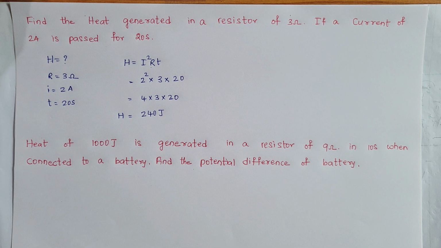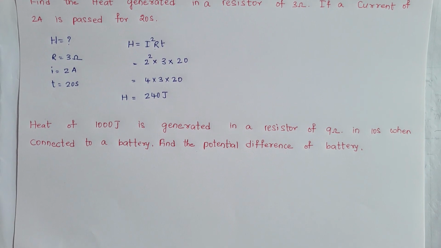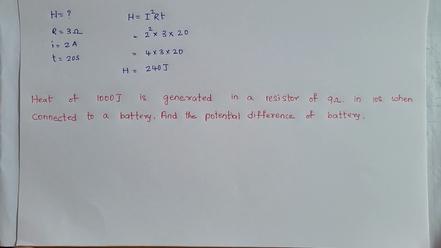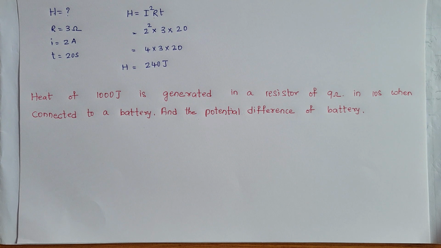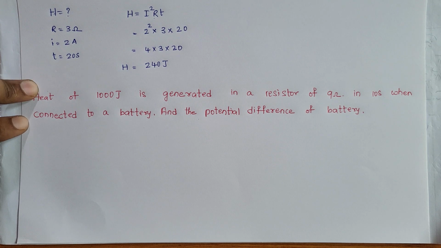Okay. Look at the next problem now. Heat of 1000 joules is generated in a resistor of 9 ohm in 10 seconds, connected to a battery. Find the potential difference of the battery. What we have to find?